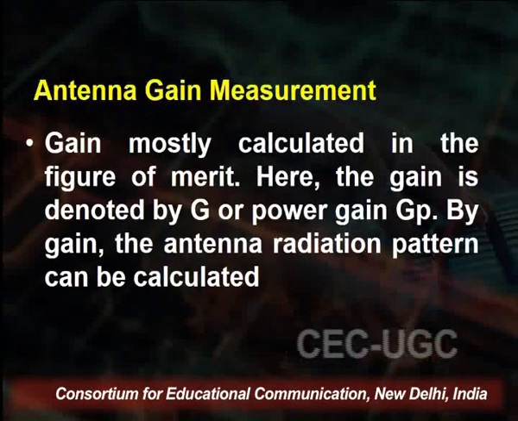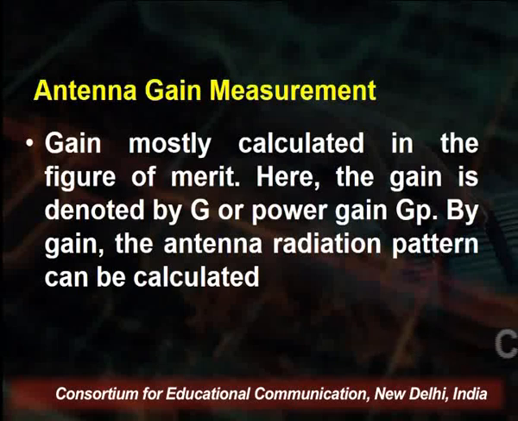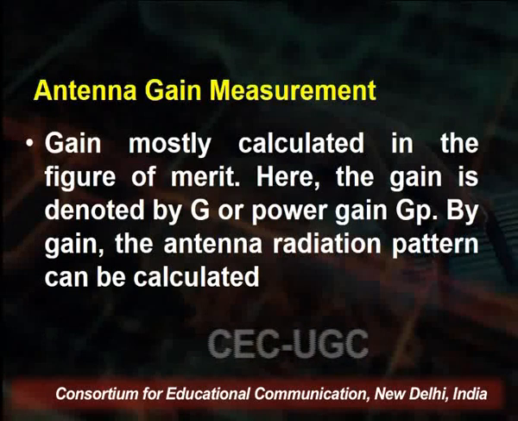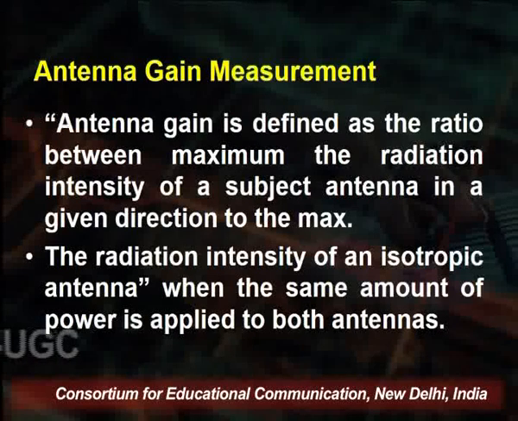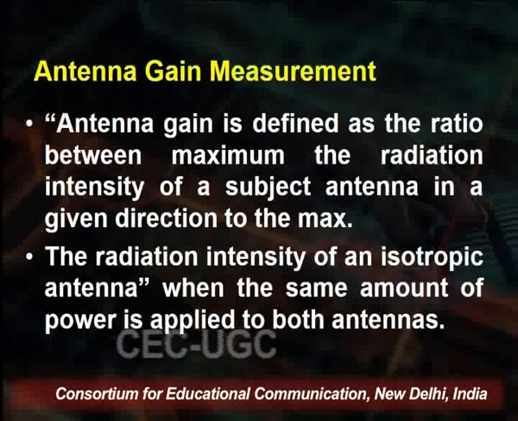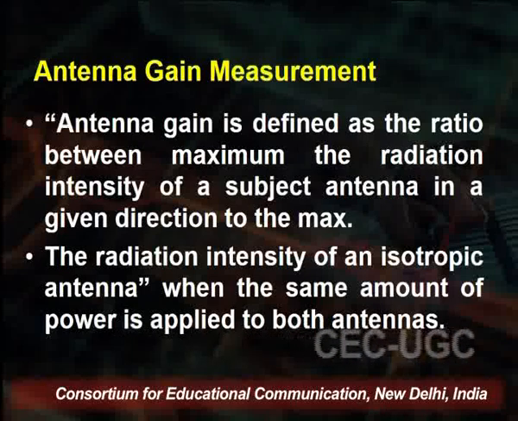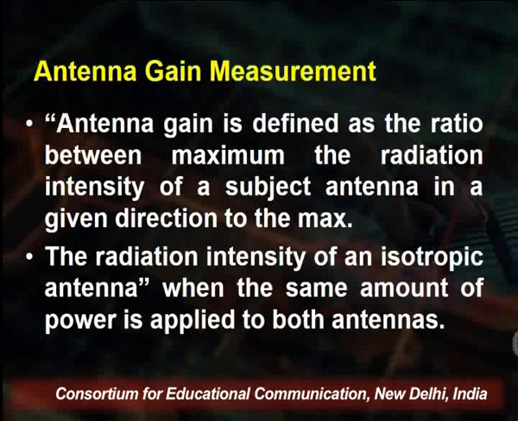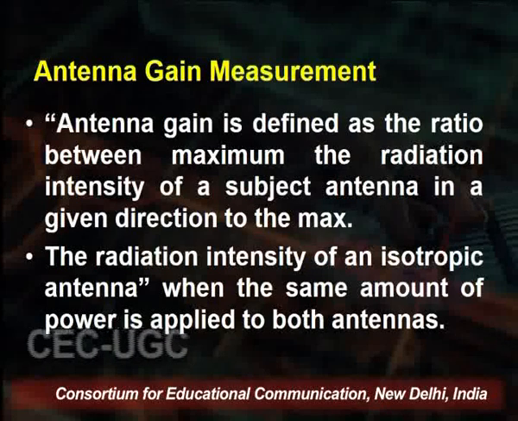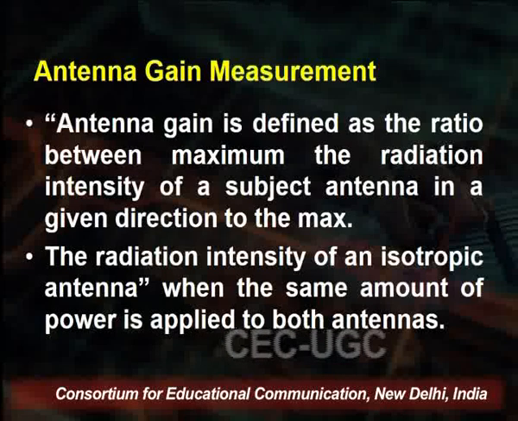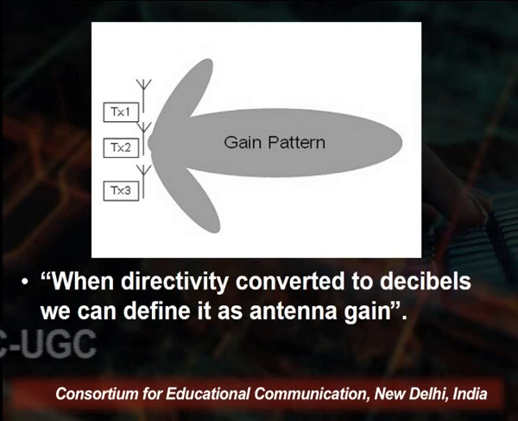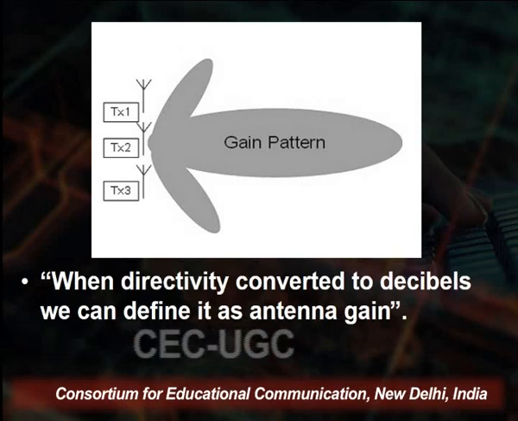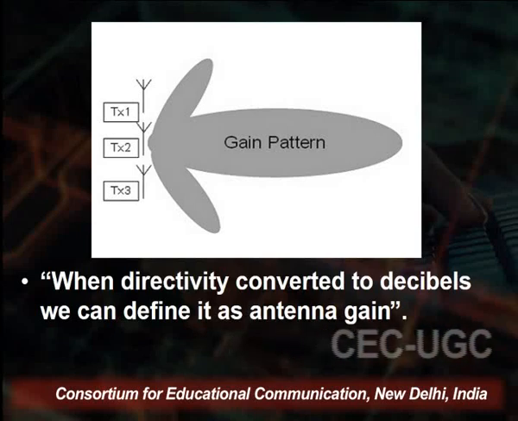Antenna gain is denoted by G, and it is defined by the power gain G_P, and by gain the antenna radiation pattern can be calculated. Antenna gain is defined as the ratio of the maximum radiation intensity of the subject antenna in a given direction to the maximum radiation intensity of an isotropic antenna when the same amount of power is applied to both antennas. You see here T1, T2 and T3. The gain pattern is defined here for the three antennas.